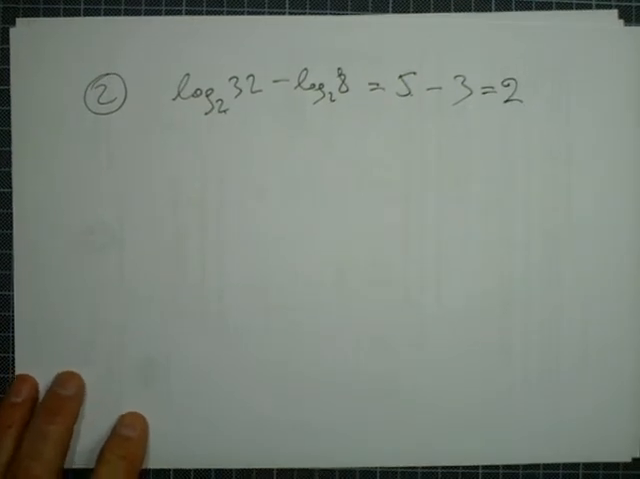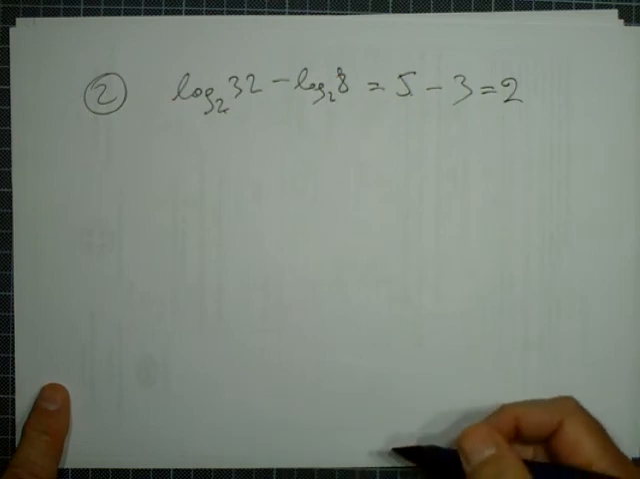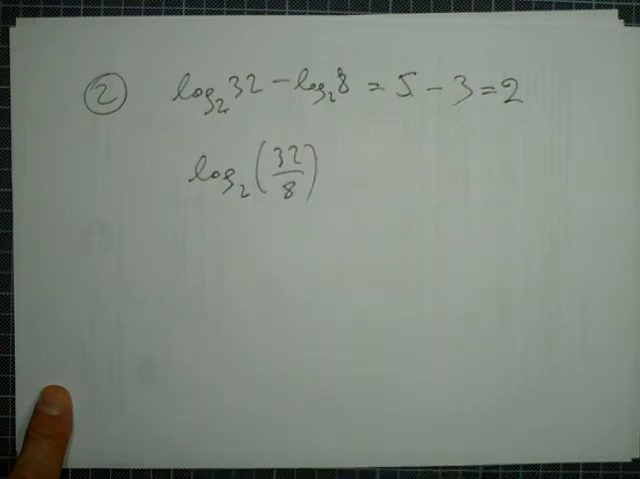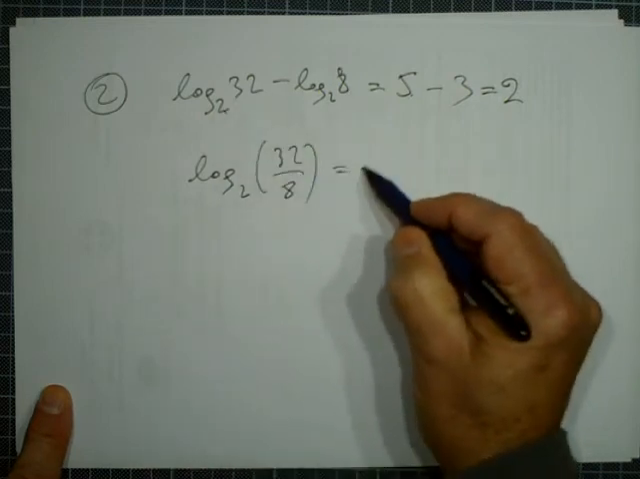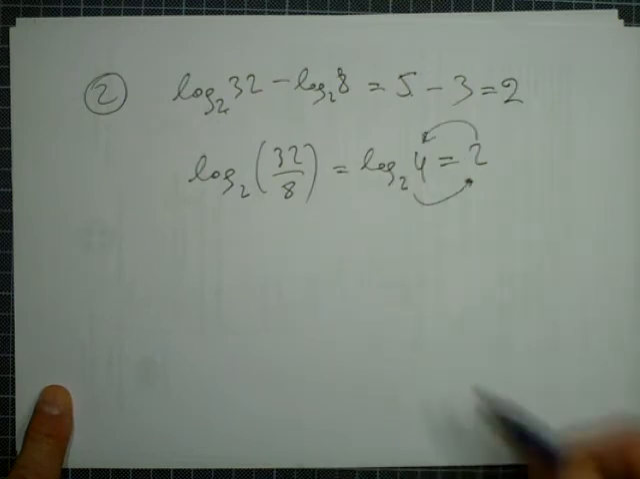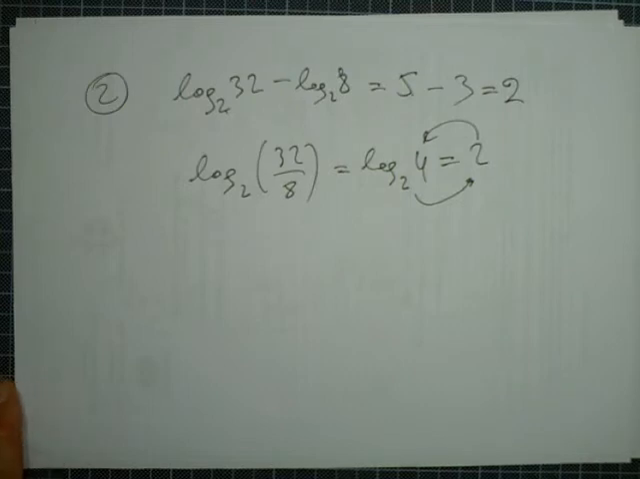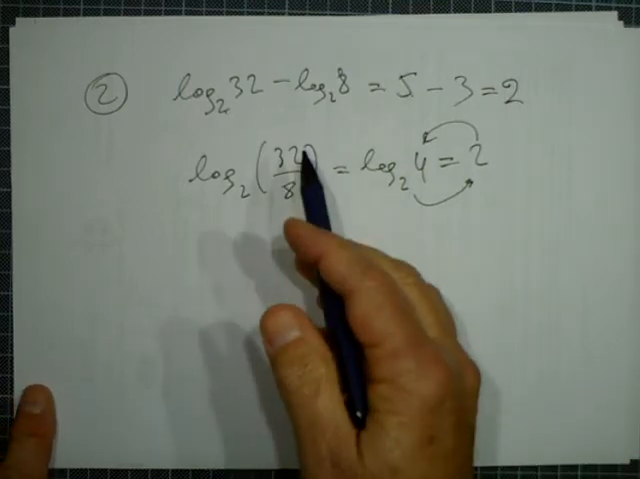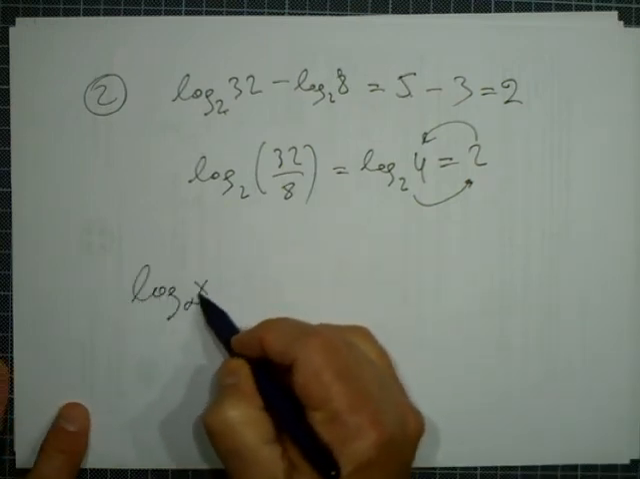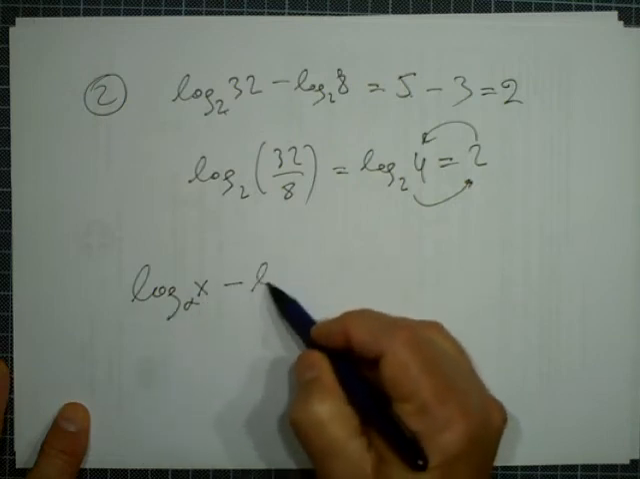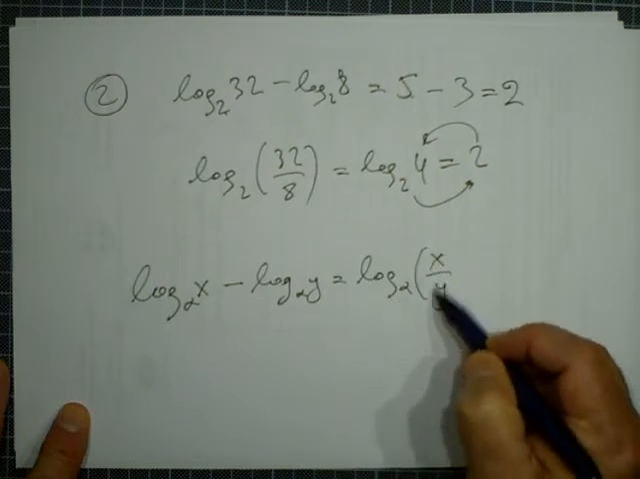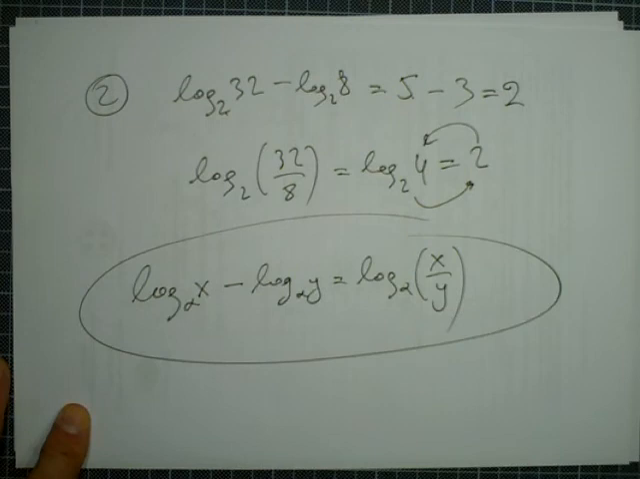Now, what happens if we turn this into a division? Log 2 of 32 over 8. We divide these two numbers. Log with base 2 of 4 is 2, as 2 to the power of 2 gives 4. So what we see here is, in a way, that subtraction becomes a division. So the general law is this: log a of x minus log a of y is log a of x over y. This is the second law.